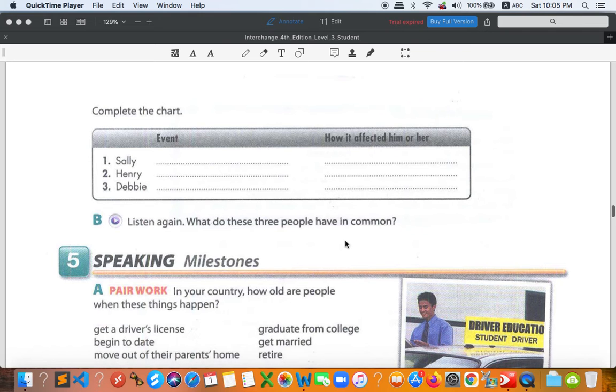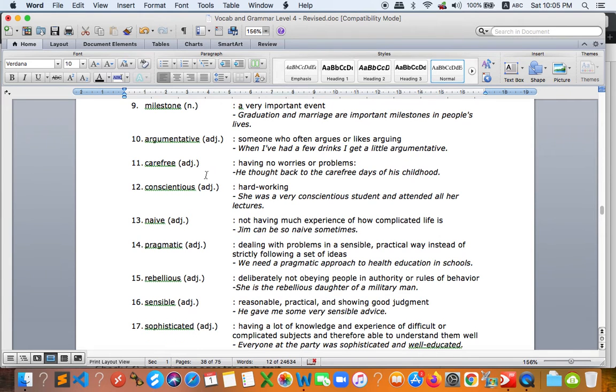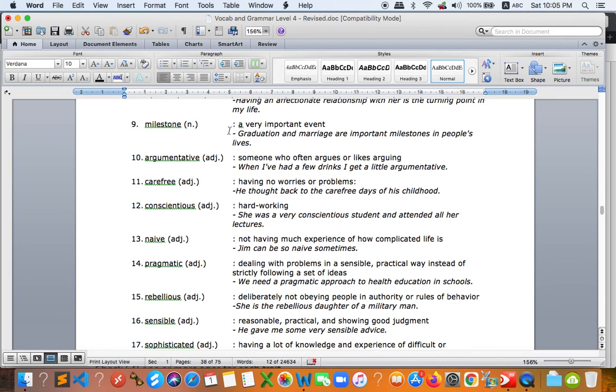Okay, so let's go to number 5, speaking milestones. This is about a speaking activity. So let's spend some time talking about this a little bit. But try to understand what a milestone is altogether. If you take a look at this handout, a milestone is a very important event, just like an important life event as well, right? So this is about graduation, marriage, which is an example. Graduation and marriage are important milestones in people's lives.